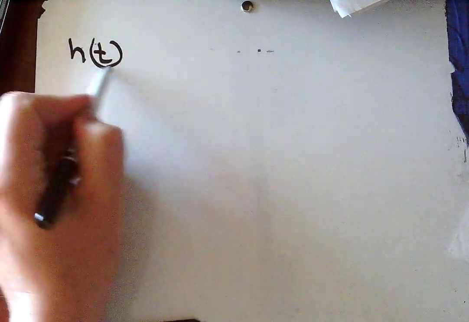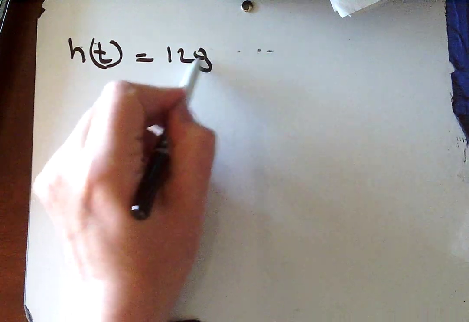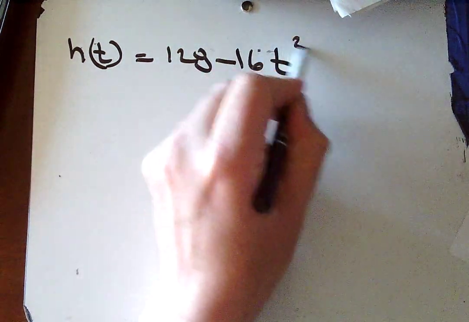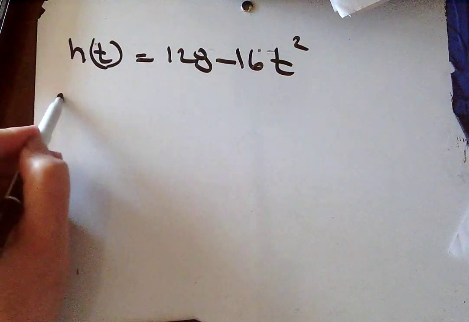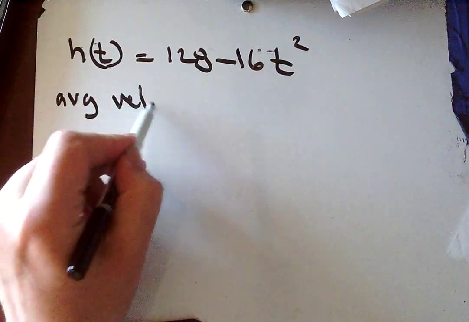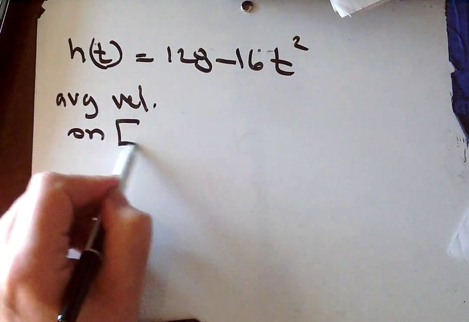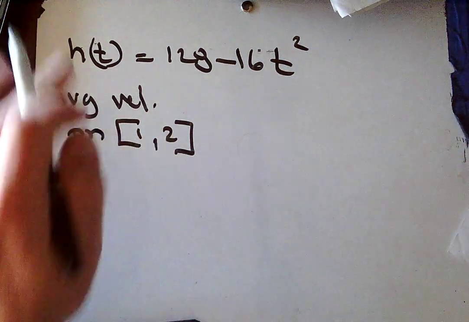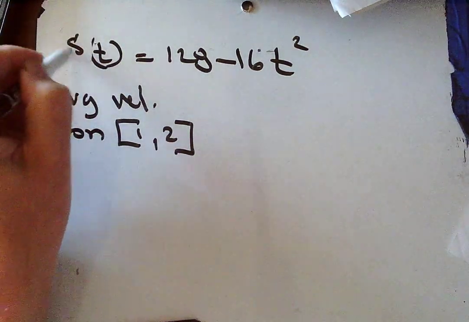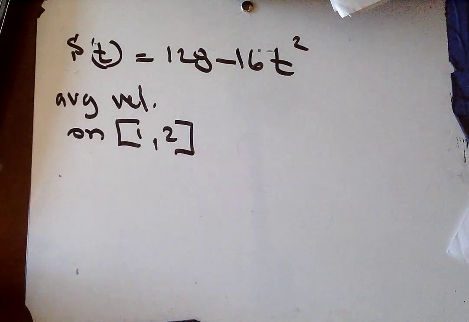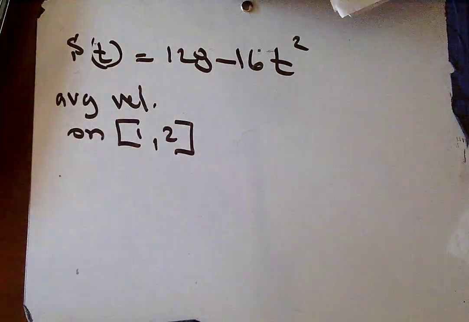All right, how about this one? H of t equals 128 minus 16t squared. And I'd like to know the average velocity on 1 to 2. And this is height or position, if you will. So, take a moment to do this one. Come back when you're done.